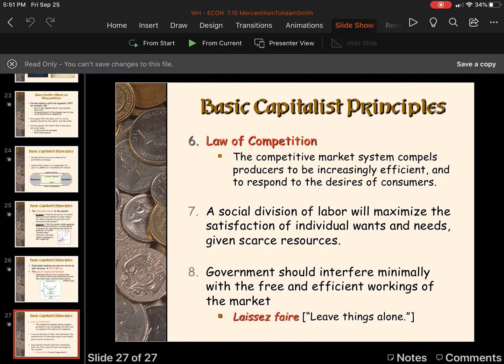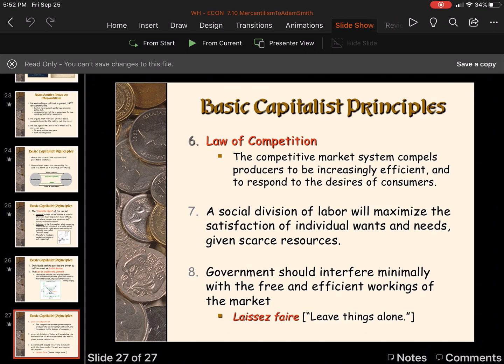He also argued that a social division of labor will maximize the satisfaction of individual wants and needs, given scarce resources. In other words, let people go after whatever they want. And the government should interfere minimally with the free and efficient workings of the markets. This is called laissez-faire. It's a French word, and it means leave things alone.